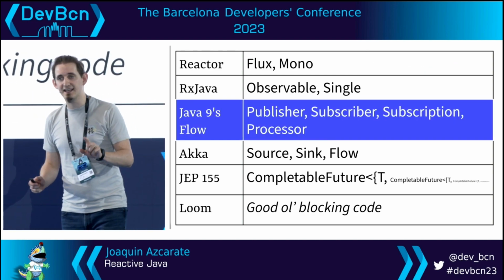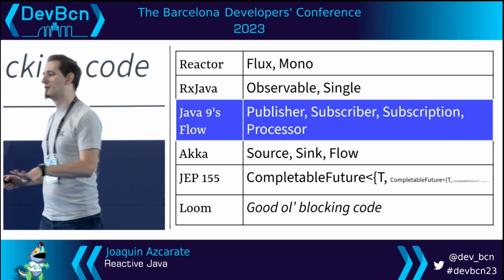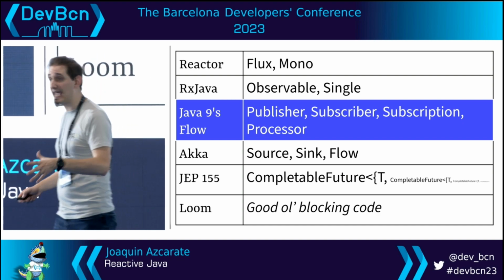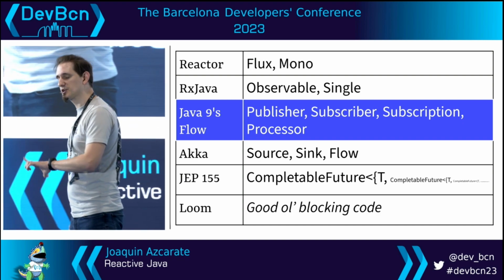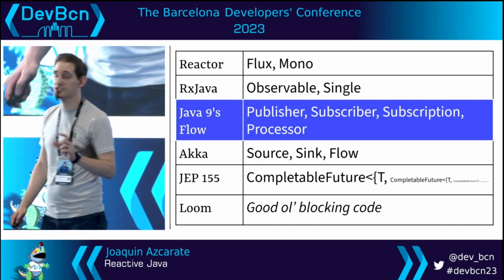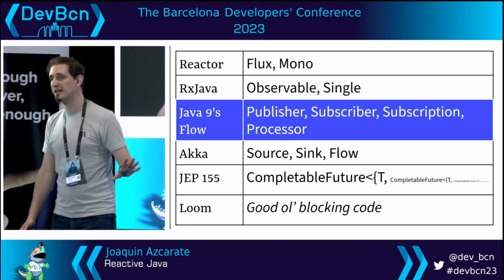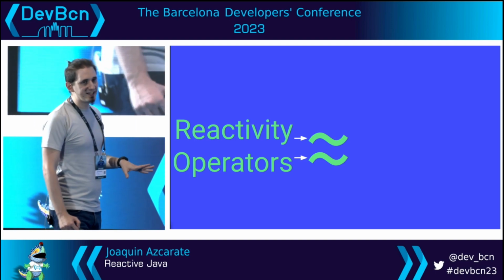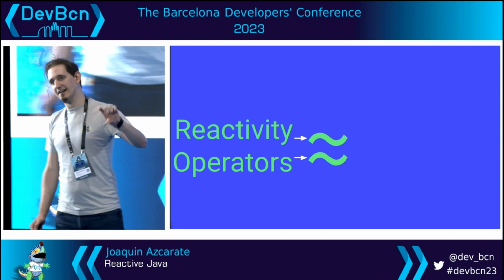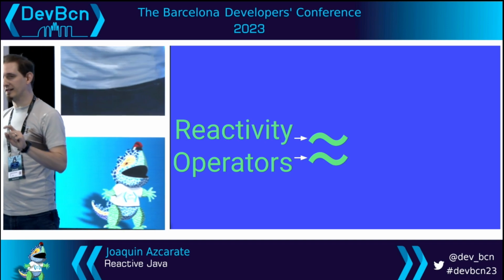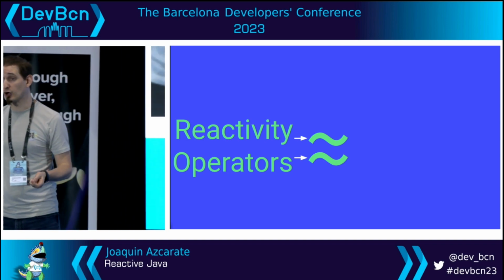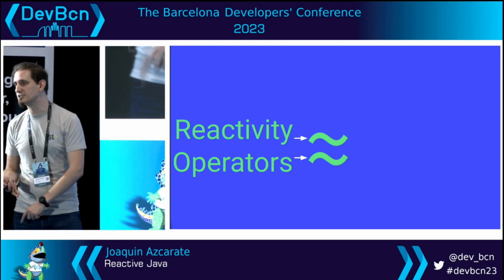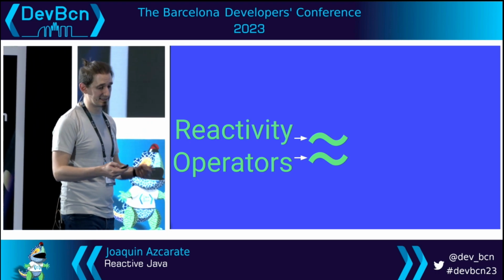But one of these is very dissimilar to the others, right? Flux, Mono, Observable, Single, Source, Sink, and Flow mean a behavior. But Publisher, Subscriber, Subscription, and Processor, the Java 9 Flow ones, do not mean behavior. They are by no means a behavior. The way that I like to put it is that our squiggly lines represented both the ability to do reactive code and also the operators that we have. Think pairwise, think filter, think combining things.